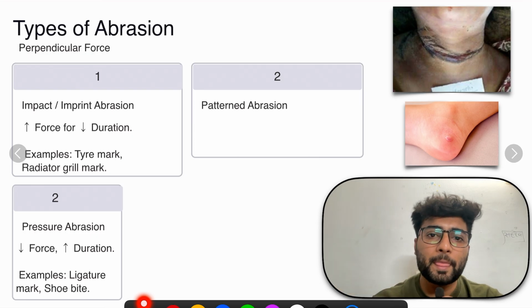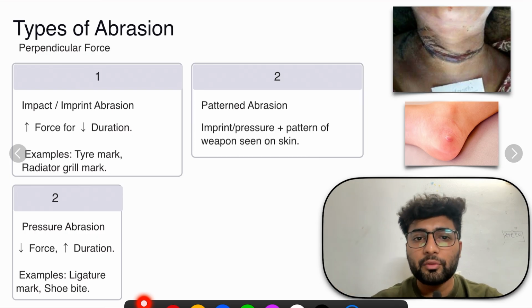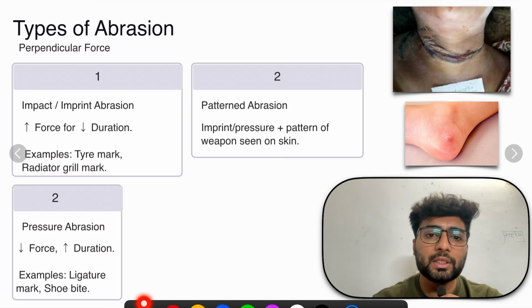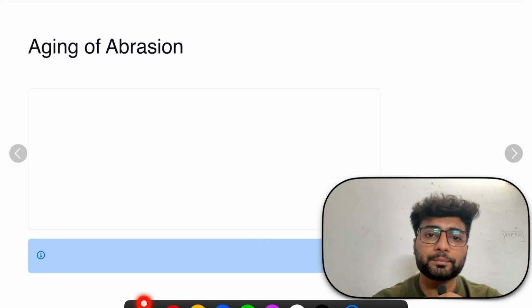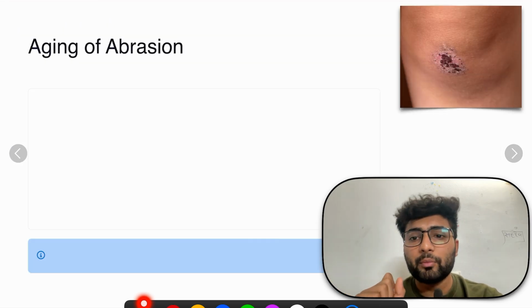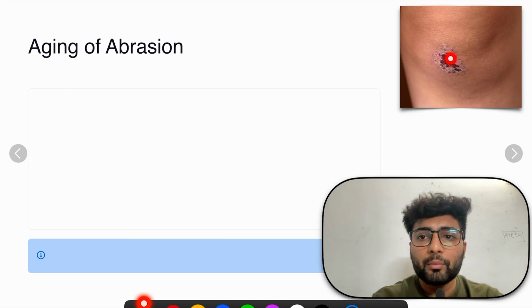Patterned abrasion is a combination of both impact and pressure, where you can see the pattern of the weapon. If the pattern of the weapon is seen, it is called patterned abrasion. Now, aging of abrasion. See, whenever there is abrasion, it heals by formation of a scab, and the color of this scab will tell us how old the abrasion is.